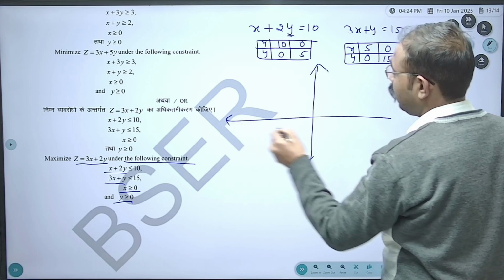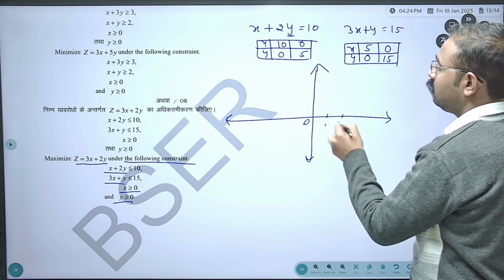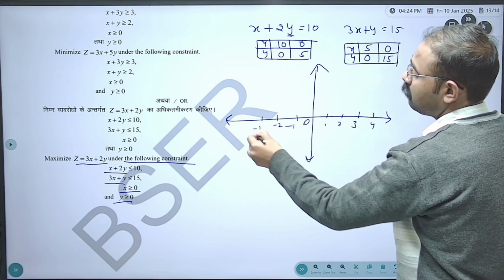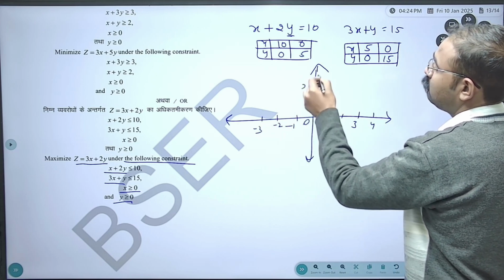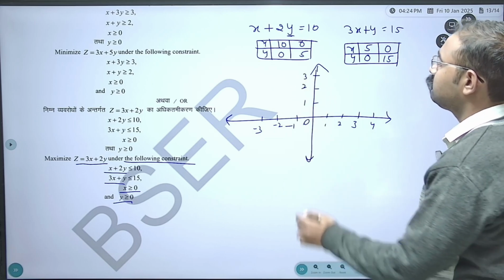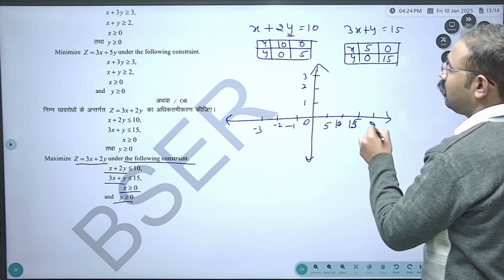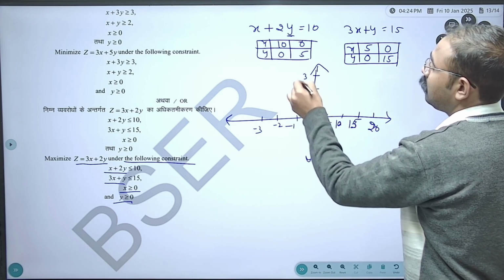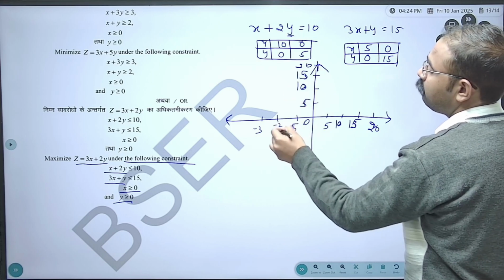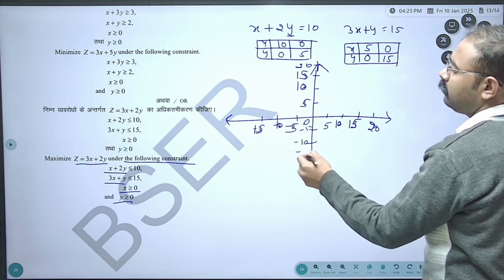Now this is our graph. Very simple. Here we have 1 2 3 4, on this side -1 -2 -3, here 1 2 3 4, 1 2 3, these numbers will be small. I am taking a scale of 5, 10, 15 and 20. This side also 5, 10, 15 and 20. This side -5, -10, -15, there is no need. Okay, fine.